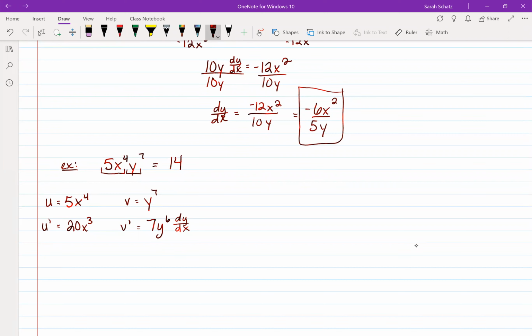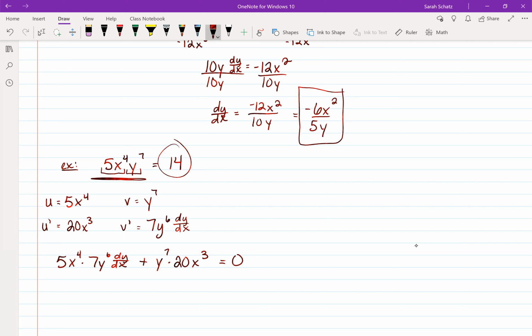So the derivative of this whole side over here is going to end up being u times the derivative of v, so I get 5x to the 4th times 7y to the 6th dy dx, plus v, which is just y to the 7th, times du, which is 20x cubed. So that's the derivative of that side. Now, on the other side, again, this is just constant, so we get equals 0.